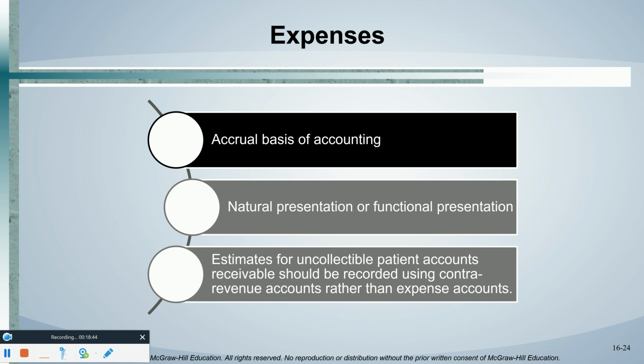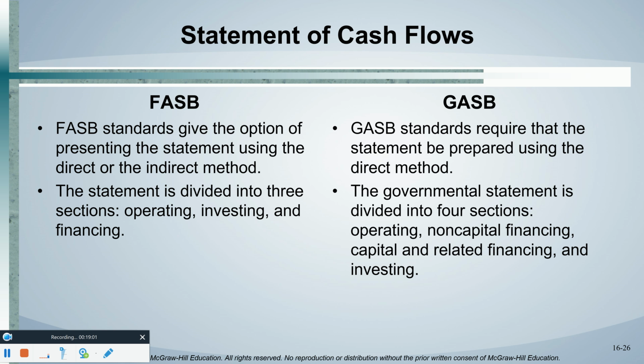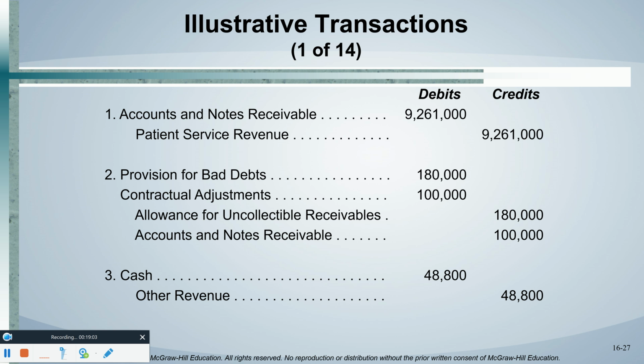Expenses, accrual accounting, that is a good thing. And for the estimates from collectible patient accounts, we will use not a bad debt expense, but healthcare organizations will use a contra revenue account.